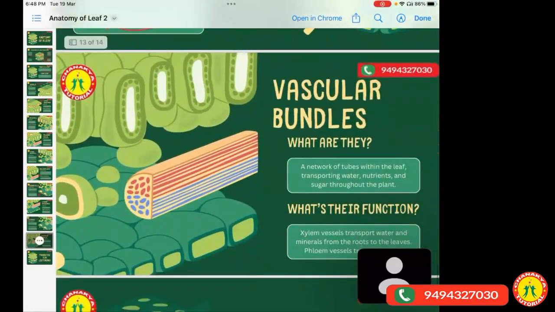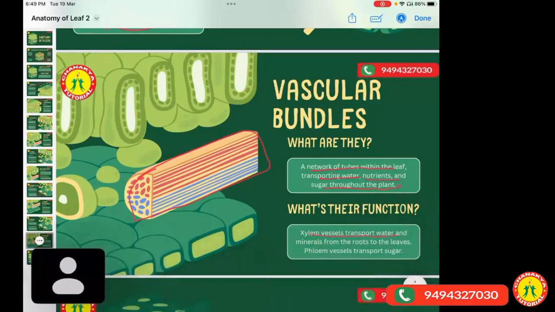Then the last one is the vascular bundle. They are the network of tubes within the leaf. So this picture is of the vascular bundle. They are the network of tubes within the leaf transporting water, nutrients and sugar throughout the plant. So with the help of this vascular bundle, throughout the plant, the water, the food or the minerals will be transported. Xylem vessels transport water and minerals from the roots to the leaves, whereas the phloem vessels transport sugar.